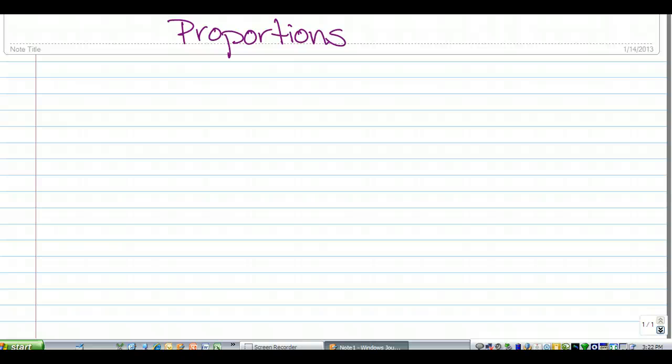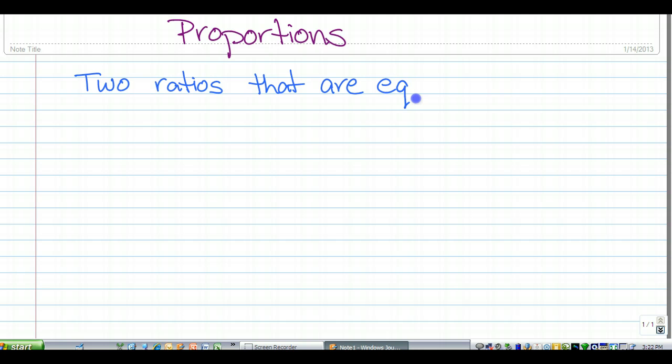Hi folks, today's lesson is going to be on proportions. And first we need to know what a proportion is. A proportion is two ratios that are equal. That is the definition for a proportion.